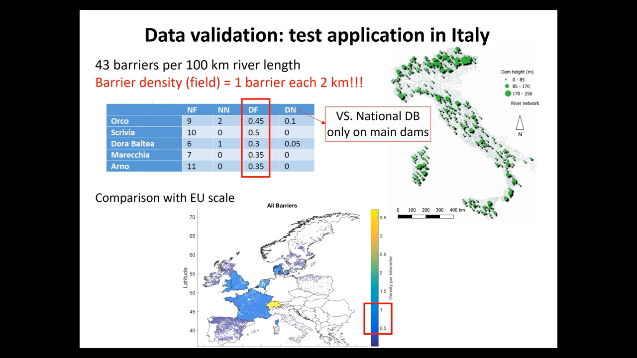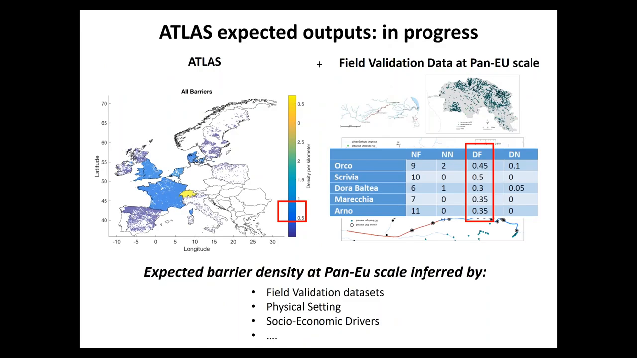But when we look at our results, this is preliminary speculation, at the European scale, for the most detailed databases, for instance France or England and Wales, we can see that the density of barriers that we found in the field is comparable to the density of barriers of these very detailed databases. So these are first results. Now we are doing the field validation work on all AMBER countries.